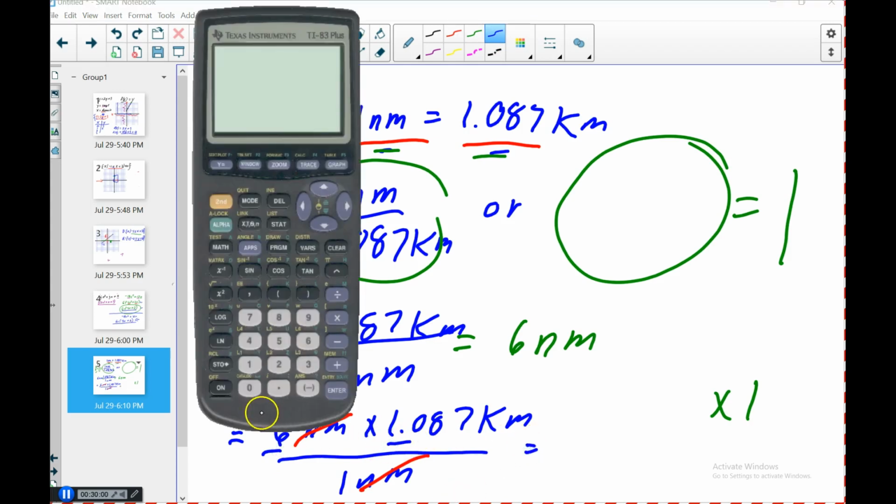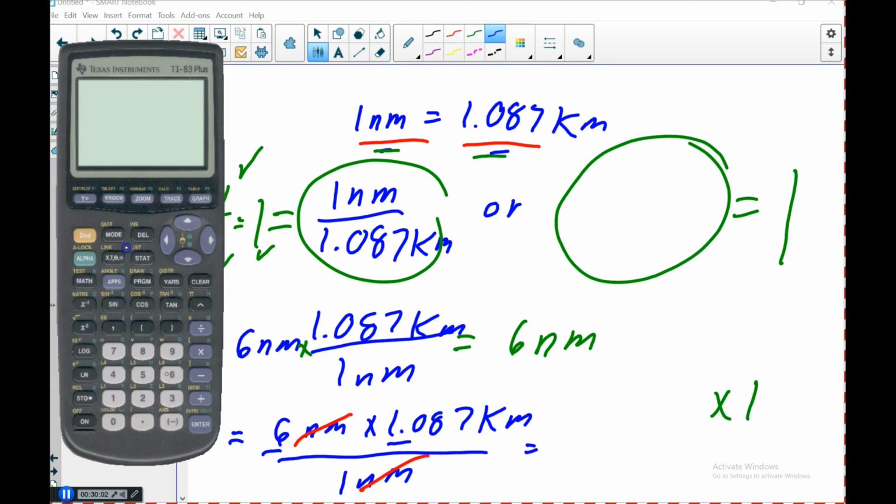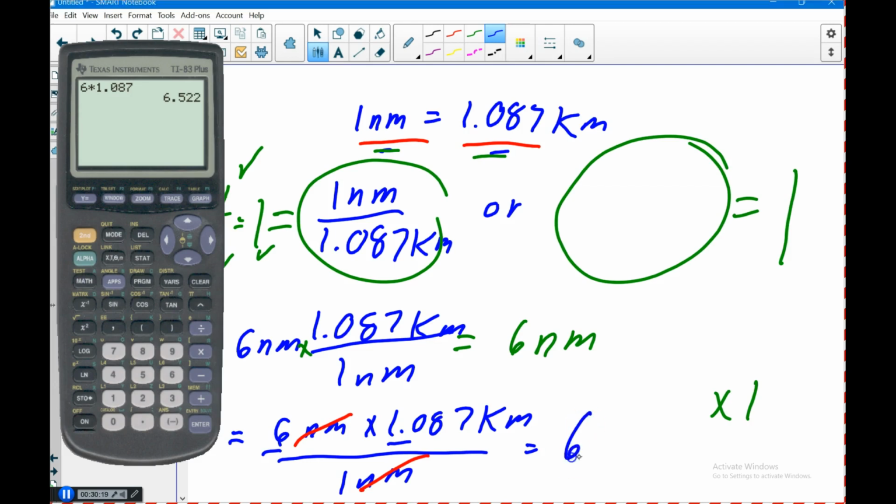In my calculator, I would go 6 times 1.087, and then all of a sudden it changes into kilometers. It would be 6.522. And you just changed units from nautical miles to kilometers.